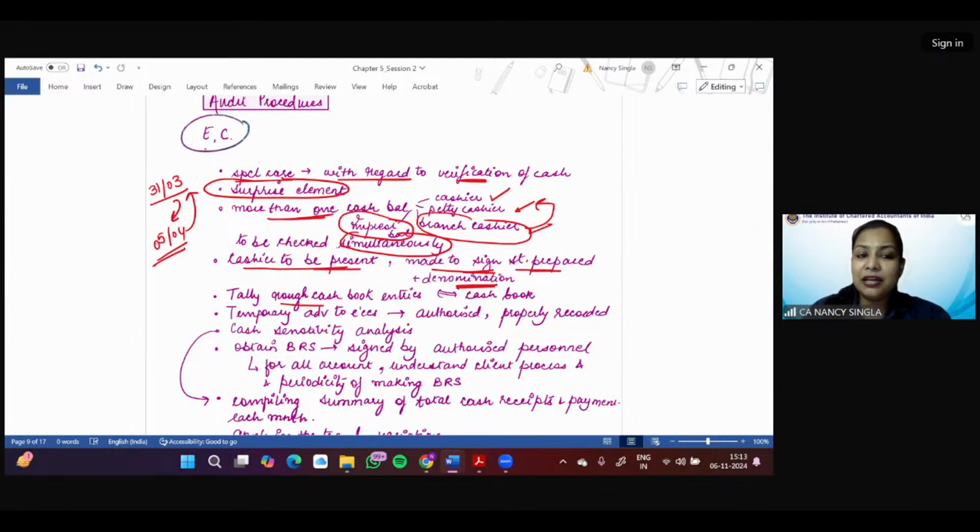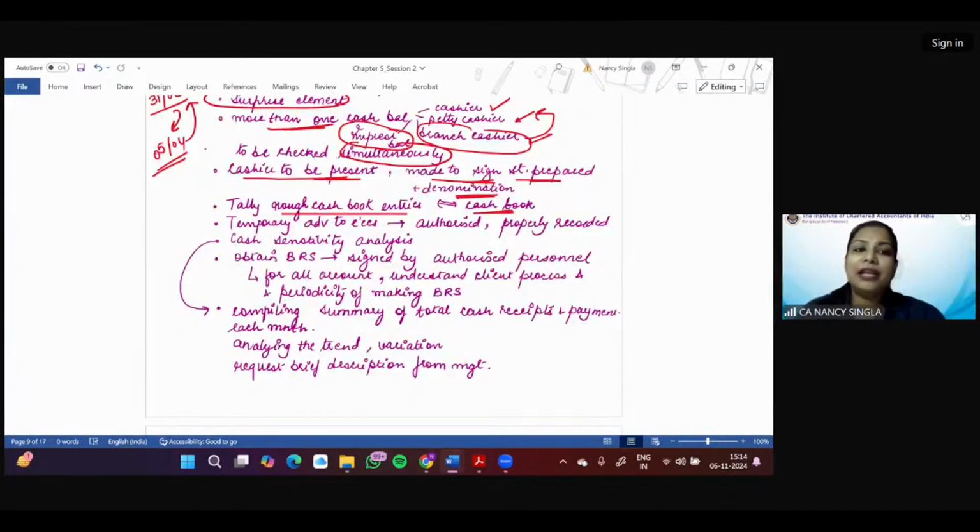And if there are any rough cash book entries, the same should be tallied with the cash book. Simple. If any temporary advances are given to employees, like in factories, they are given some slips. So the auditor should see whether those slips are authorized or not, and whether they are properly recorded or not. Simple. The auditor will perform cash sensitivity analysis.